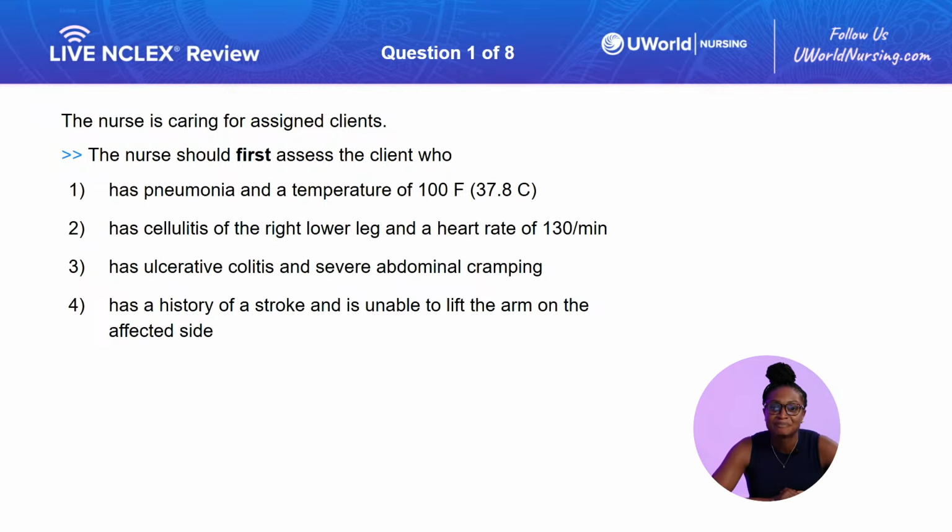So let's get started. The nurse is caring for assigned clients. The nurse should first assess the client who has what? Option 1, has pneumonia and a temperature of 100 degrees Fahrenheit. Option 2, has cellulitis of the right lower leg and a heart rate of 130 beats per minute. Option 3, has ulcerative colitis and severe abdominal cramping. And option 4, has a history of a stroke and is unable to lift the arm on the affected side.